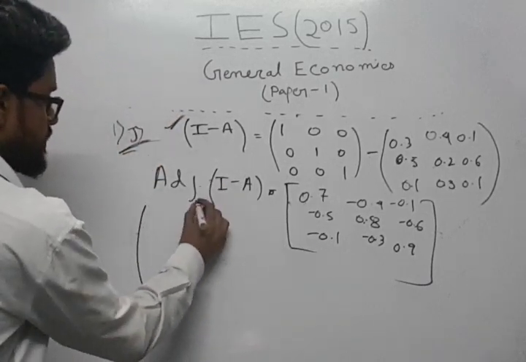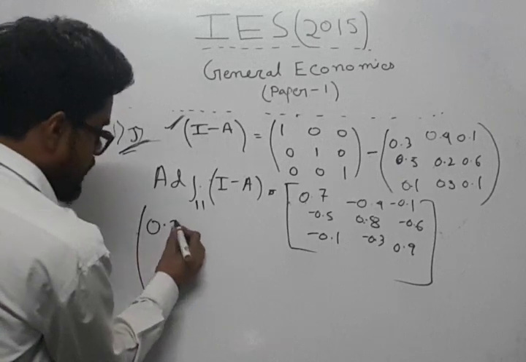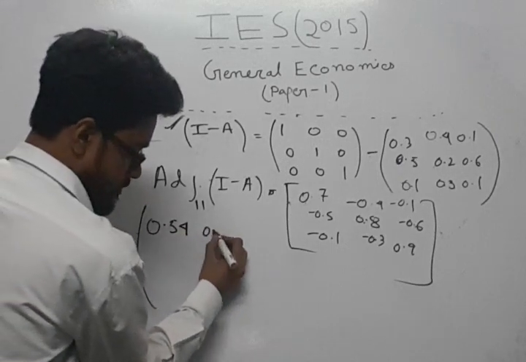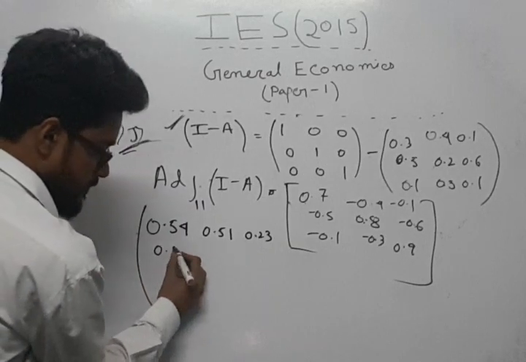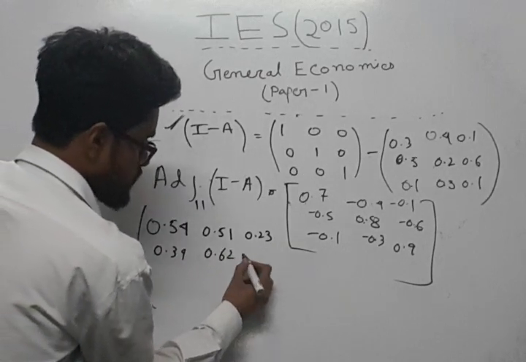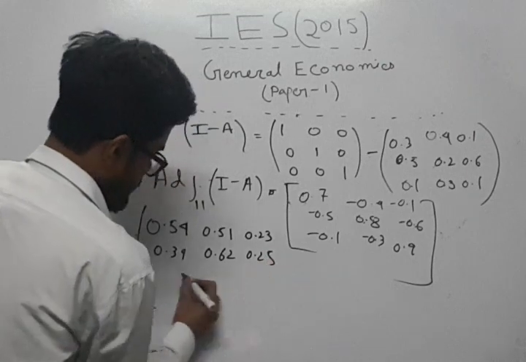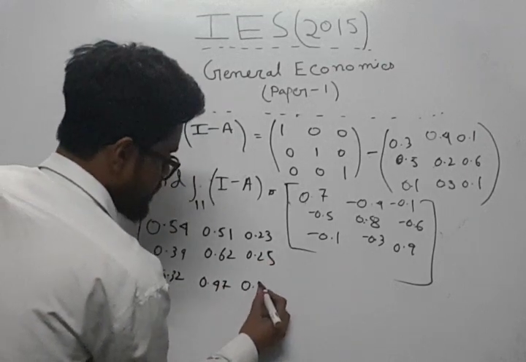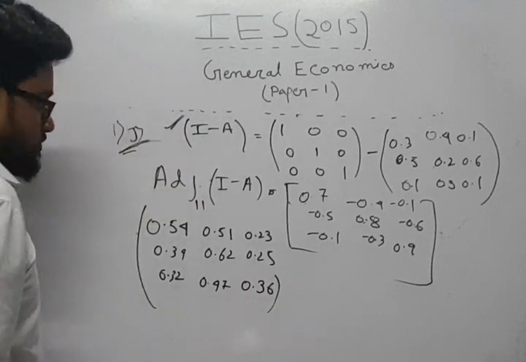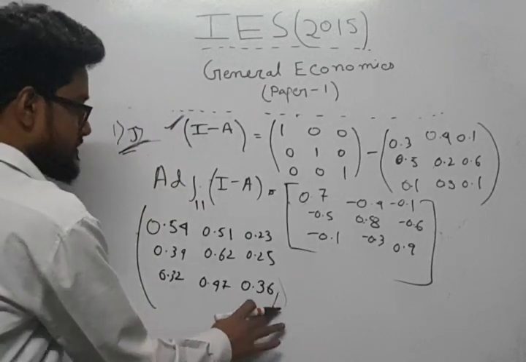The value of this will be equal to 0.54, 0.51, 0.23, 0.39, 0.62, 0.25, 0.32, 0.47, 0.36. So we'll find the value to be like this.